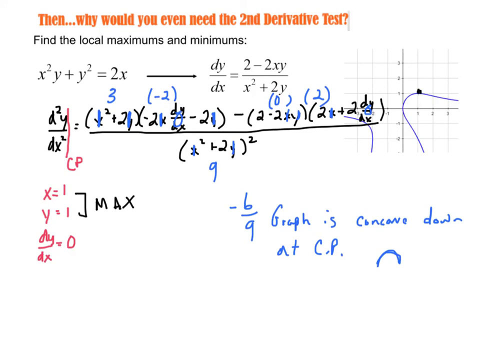This is the case where you would need to use the second derivative test. You don't have a choice. There's no number line stuff you can do on this. You have to actually use the second derivative. Implicits are a great example of why it's so valuable to remember that we can use concavity to classify maxes and mins.